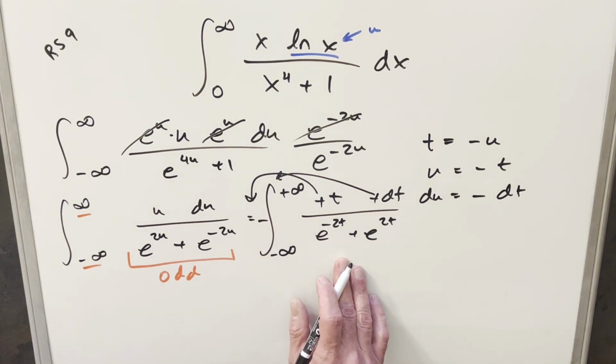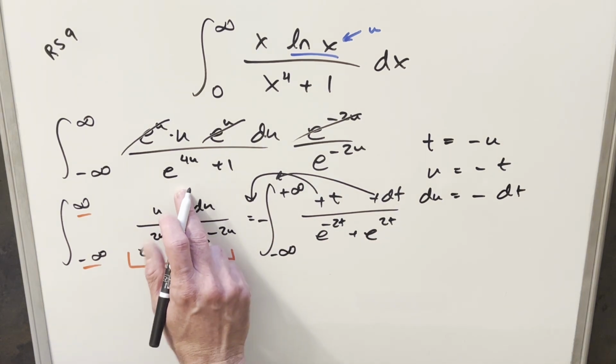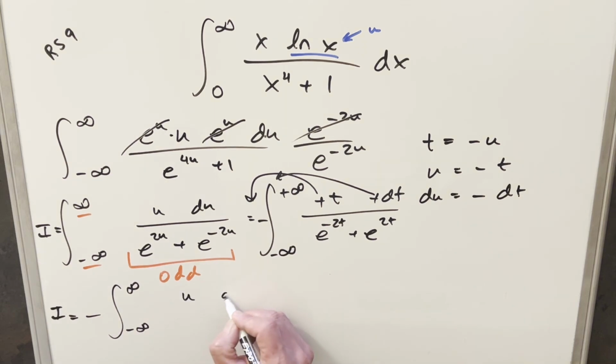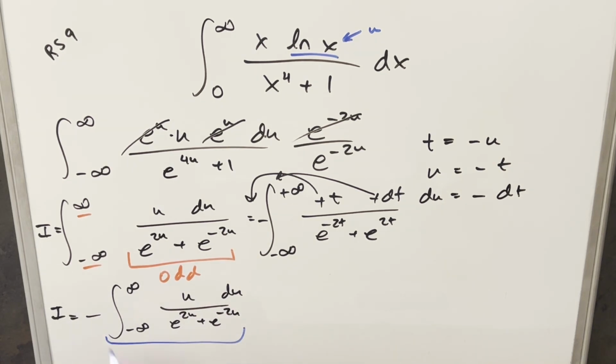Then one last thing, let's do a variable change. I'm going to change it back to u because I want to work with this copy that I'm going to label I right here. So when I come down here and we rewrite this, we're going to have our minus out front, infinity to minus infinity. This is going to become u du. I'm going to reorder this and write this as e to the 2u plus e to the minus 2u. But then the thing to notice is what we have here. This is actually the exact same thing as what we have here. So this is a copy of I.